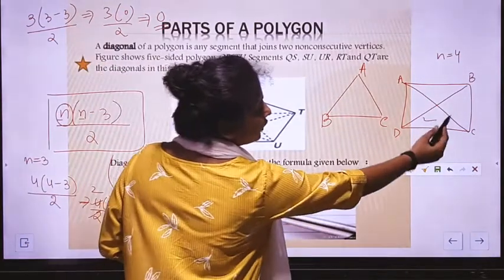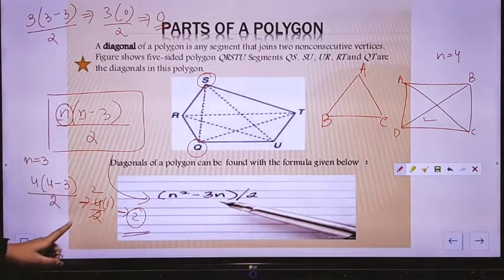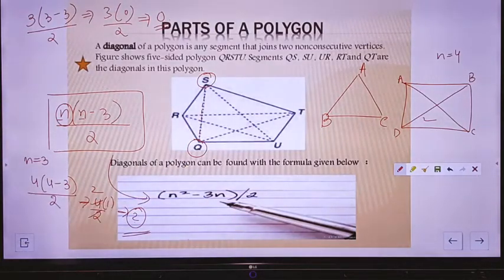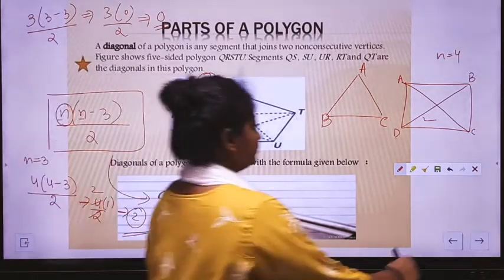Here also we are having 2 diagonals. So this means our formula stands correct. Okay. So this is the formula which gives us the number of diagonals inside a polygon: N into (N minus 3) upon 2.